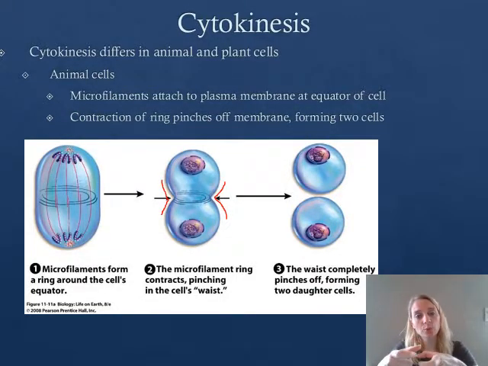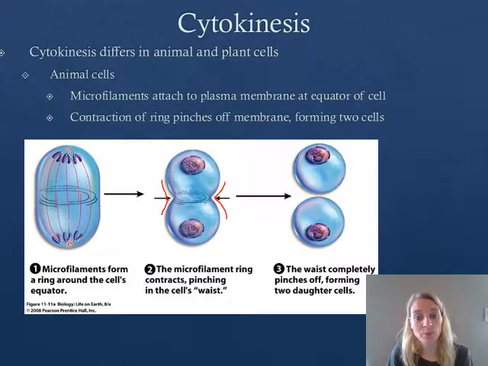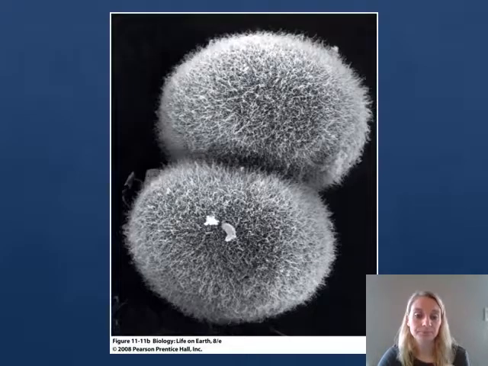Some little contractile proteins go in and physically cinch and pinch the middle part together, and it separates the cytoplasm and the organelles. So at the end of cytokinesis, you'll have two completely separate identical daughter cells. All right, so there's an electron micrograph of that stage of cytokinesis.